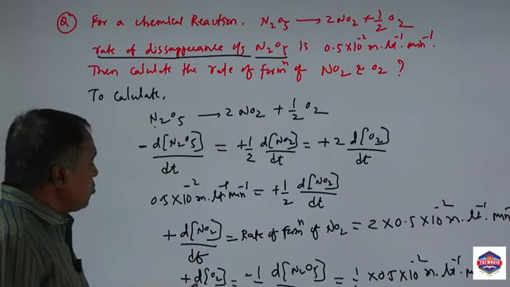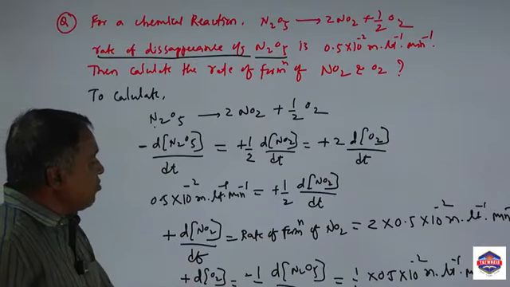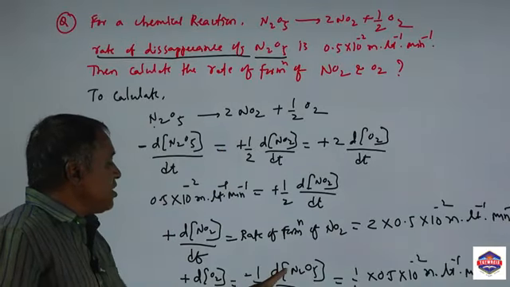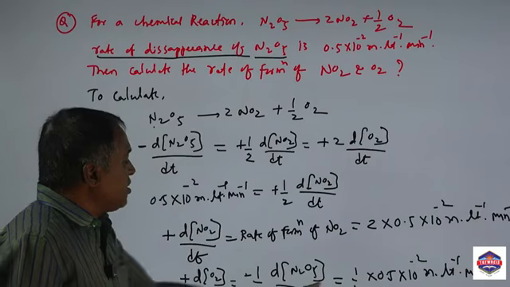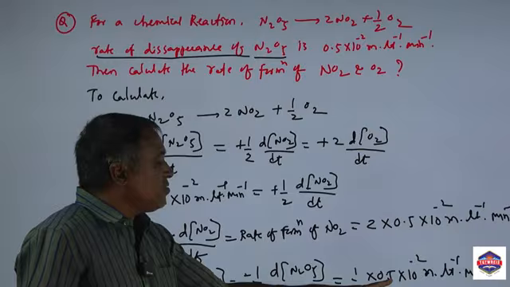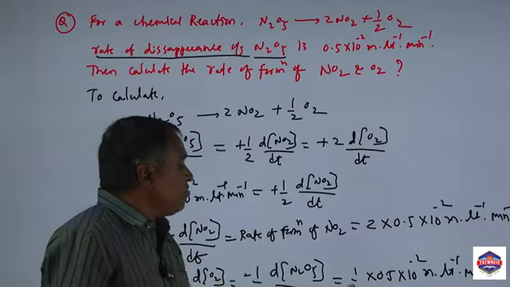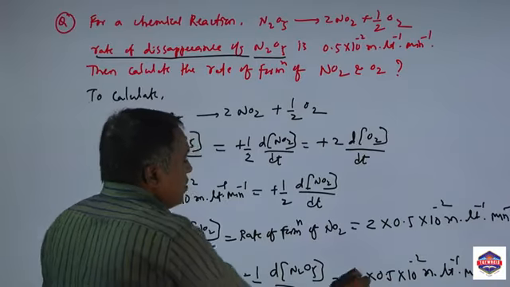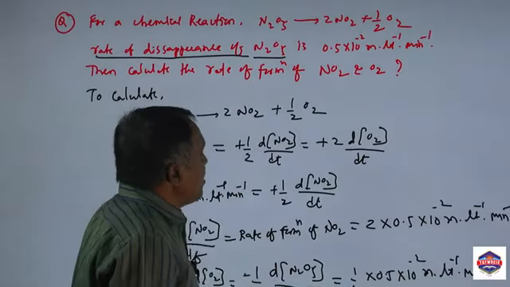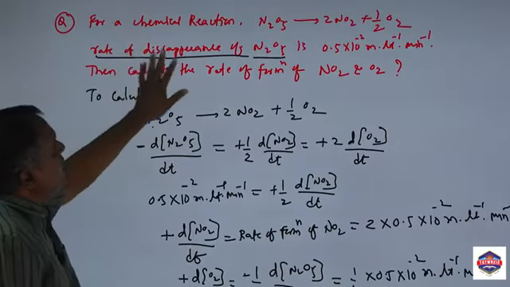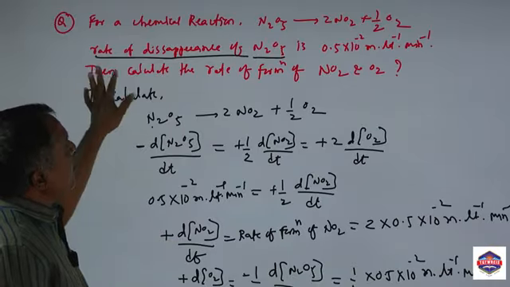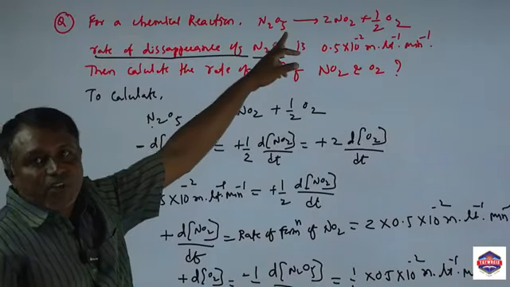Rate of formation of O2 is equal to minus 1 by 2 dN2O5 by dt from this equation. Already minus dN2O5 by dt is equal to 0.5 into 10 to the power minus 2. Since 1 by 2 is there, it is 1 by 2 into this, which is 0.5 into 1 by 2, that is 0.25 into 10 to the power of minus 2 mole liter inverse minute inverse. This is the way to calculate the rate of formations of NO2 and O2 in a chemical reaction if the rate of disappearance of N2O5 is given.